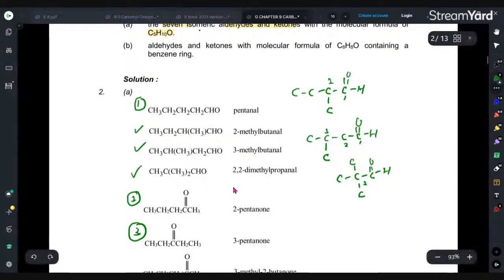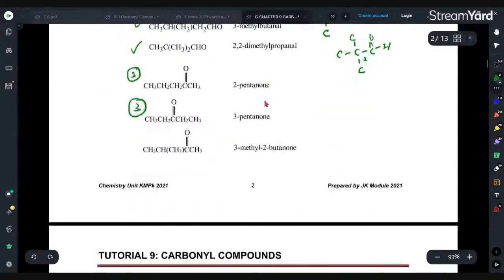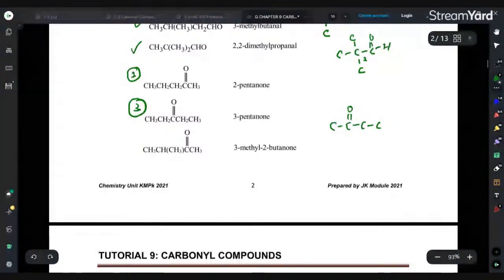Same for here. After pentanone, I can try to draw butanone. No matter here or here, actually this position is number 2. Same, you can try from left to right or right to left, so it's the same. After that, I can draw a methyl group. The methyl group must be drawn at position number 3. So that's why 3-methyl-2-butanone.